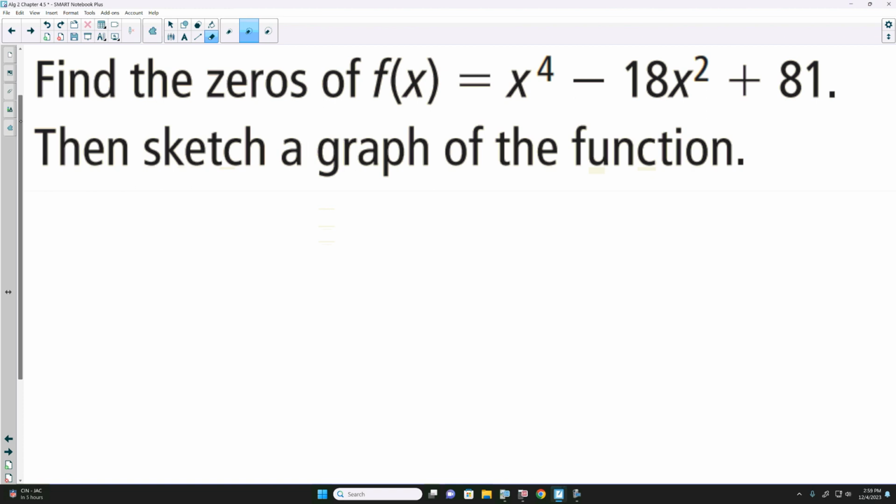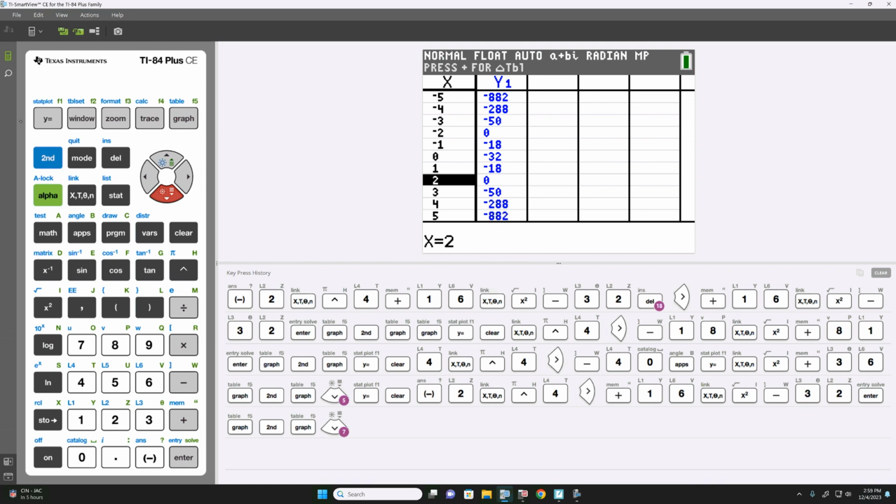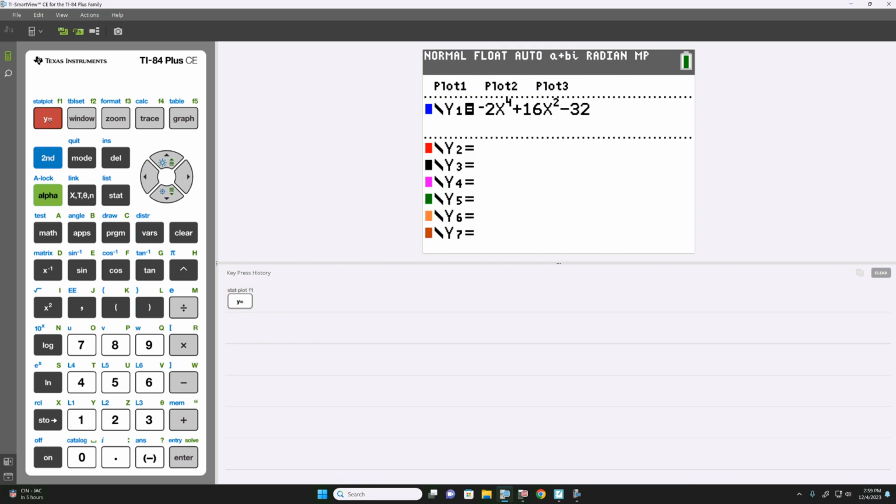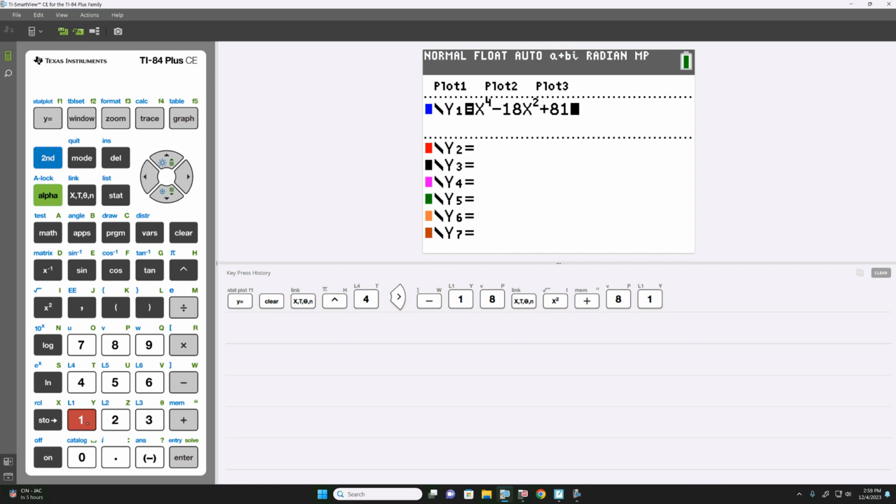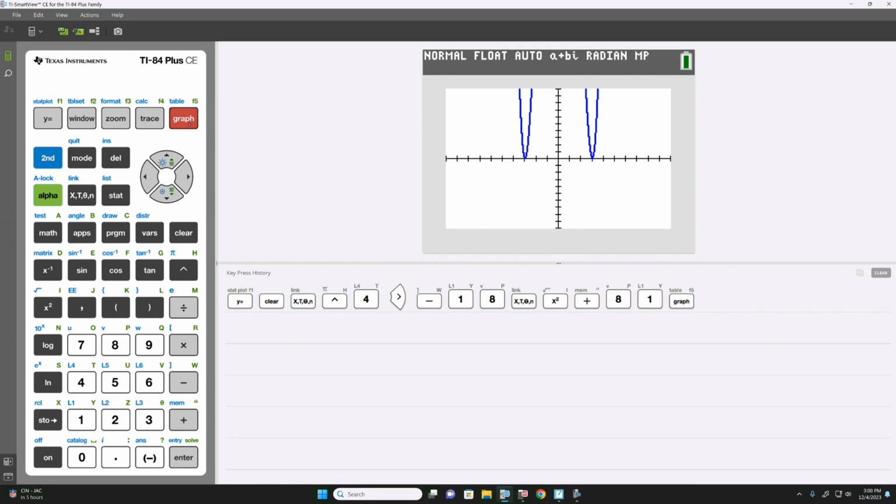x to the fourth minus 18x squared plus 81. So again, we can do the same way. We can solve this by graphing. And if we solve it by graphing, we can start off by hitting y equals. Now we'll clear out the previous problem and type our new one in. So we'd say x to the fourth minus 18x squared plus 81. So once we get it typed in, we're going to hit graph.